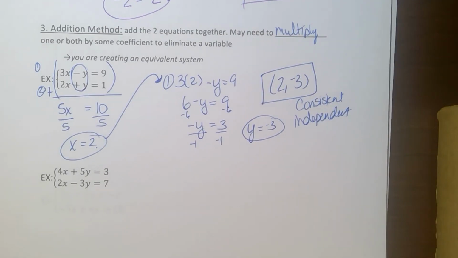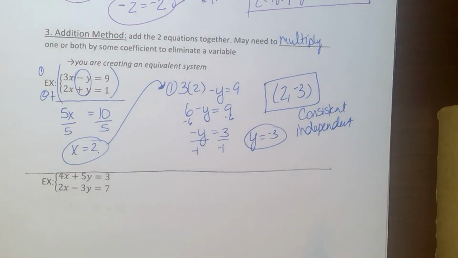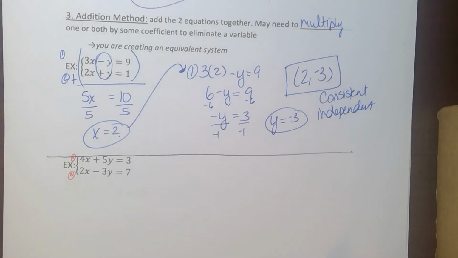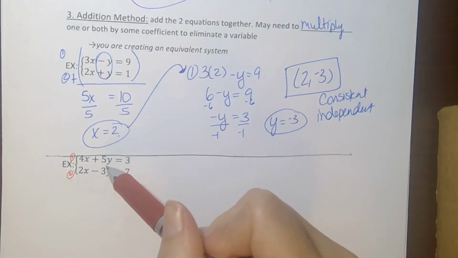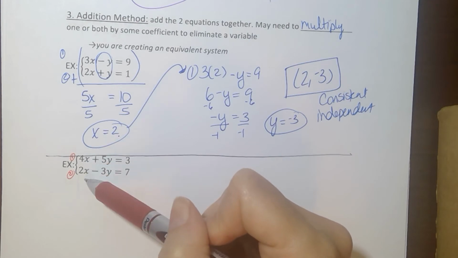All right, let's take a look at this next one. Again, I have equation 1 and equation 2. I want to create a system where I can add one of my two variables, either x's or y's, and they add to 0. So I need opposites. My y's would be a little tricky because 5 and 3 don't have anything in common. But here I have 4 and 2. 2 times 2 is 4. I need one of them to be negative.